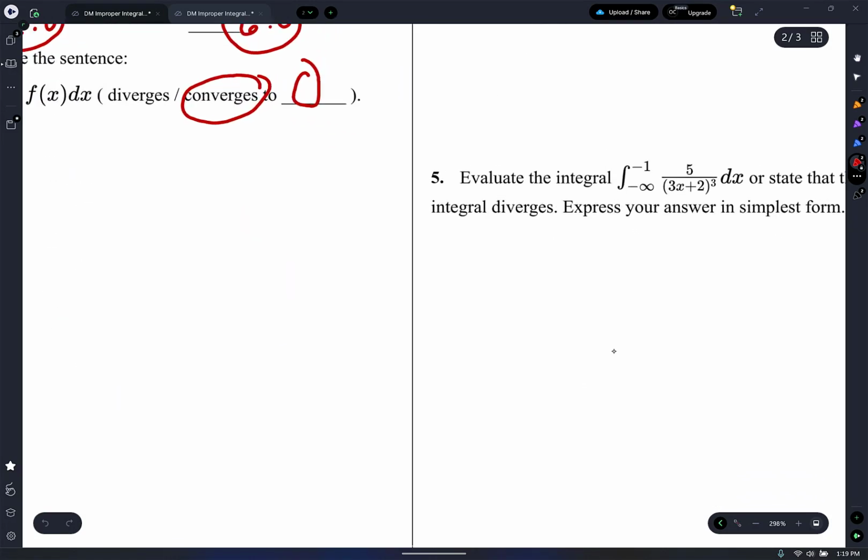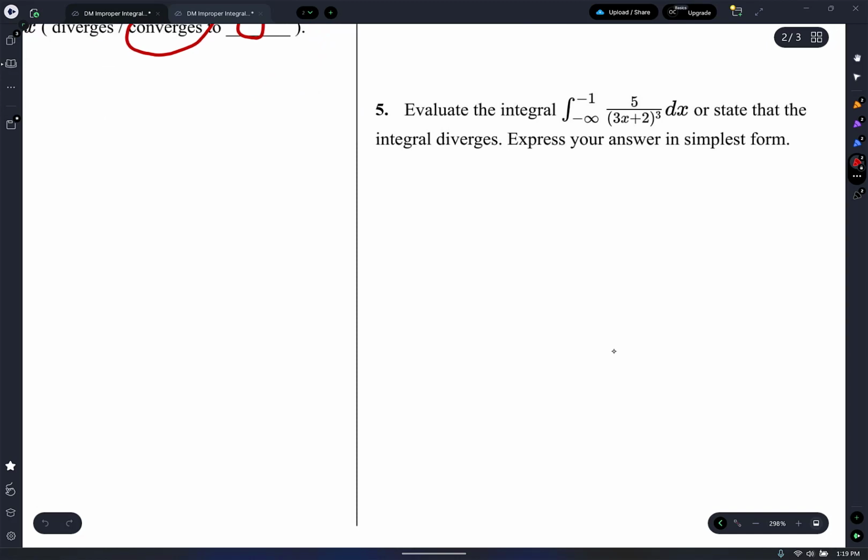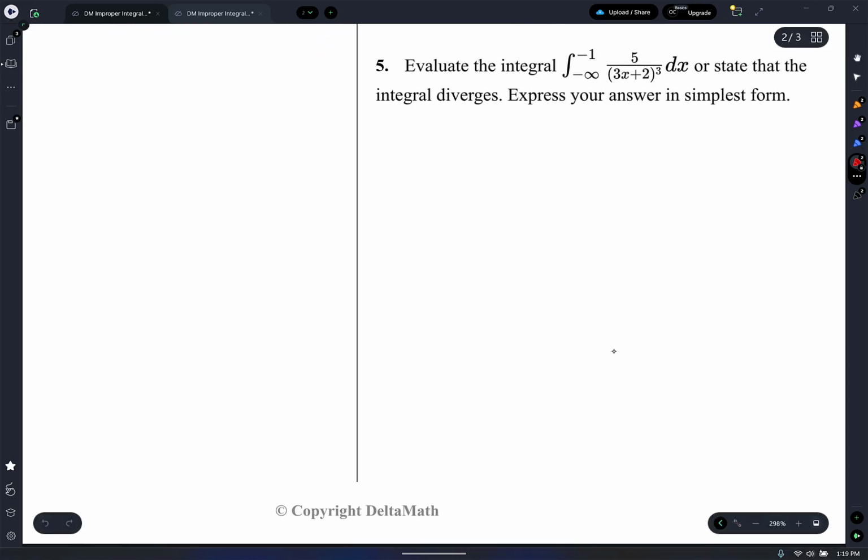Look at question number 5. Here's how you really do it. It says evaluate the integral from negative infinity to negative 1 of 5 over (3x plus 2) to the third power dx, or state that the integral diverges, or express your answer. Anytime you have a limit that has infinity, do not do the antiderivative and plug in infinity. You cannot do direct substitution.